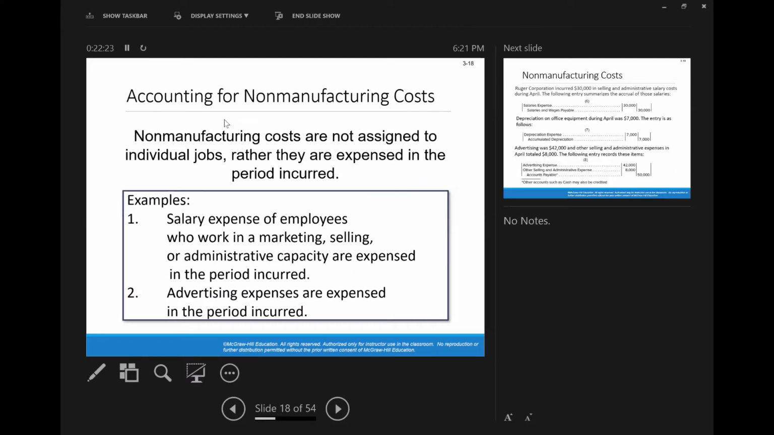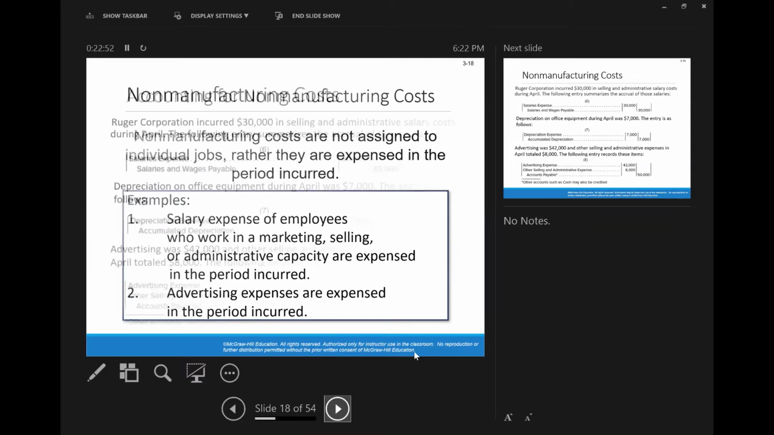All right, so now we have non-manufacturing costs. So we have the salary expenses of employees who work in marketing, selling, or administrative capacity, and they're going to be called period costs. So we have to capture those expenses, but we're going to do the journal entry not into the job itself, okay? But we still have to capture that. And then we may have some advertising expenses for that period as well. So we can't usually sell the product without some sort of advertising. So we're going to have some expense there.